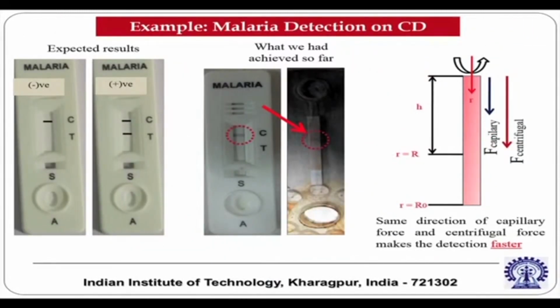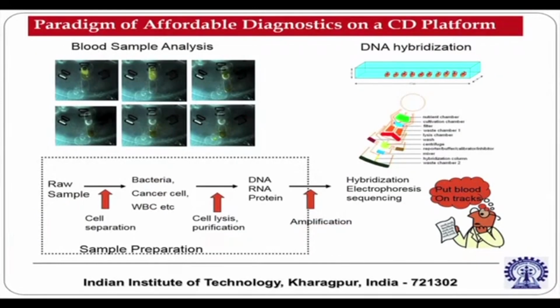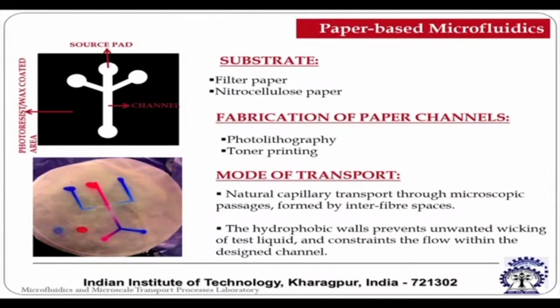We had made several test runs on the rotating platform, like for example malaria detection on a compact disc. So this compact disc based platform can be well suited to be a nice point of care diagnostic platform for many places with limited resources, typically rural places.